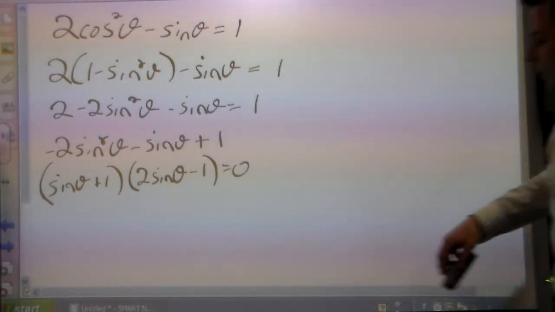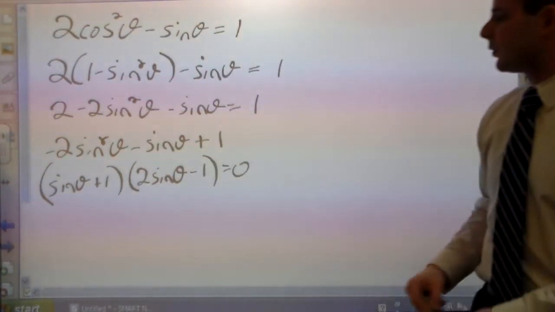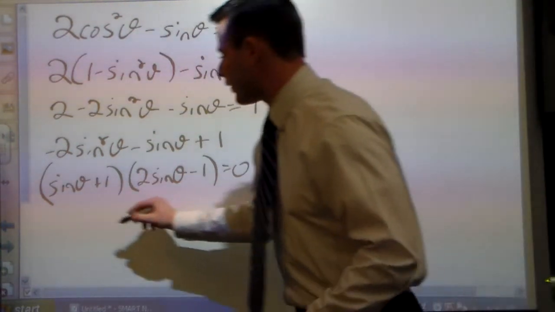The point of this was just to factor. We're done, so let's get rid of it. So now we have two factors. Let's set them both equal to 0 and solve separately.